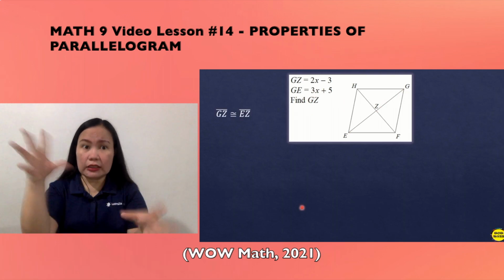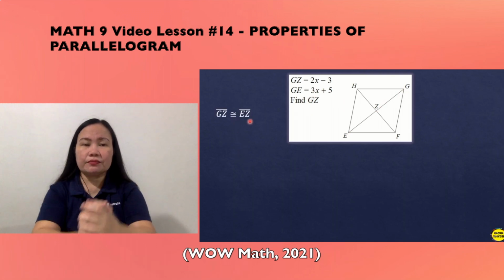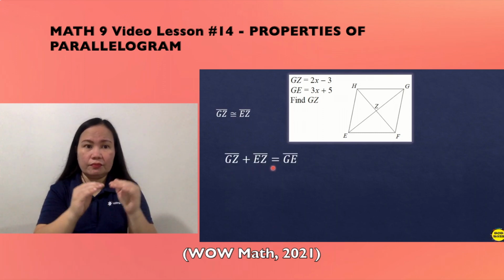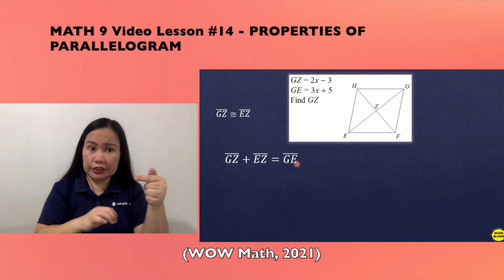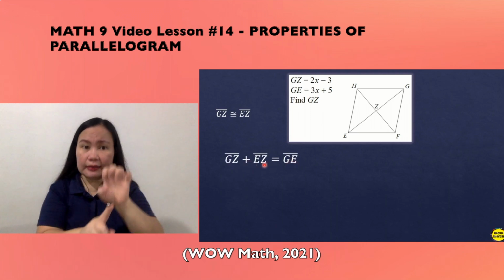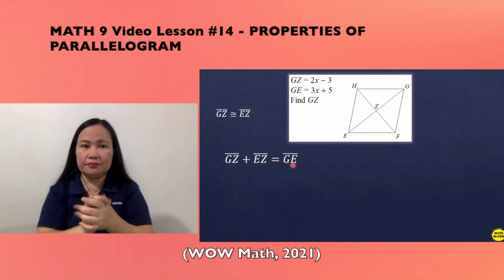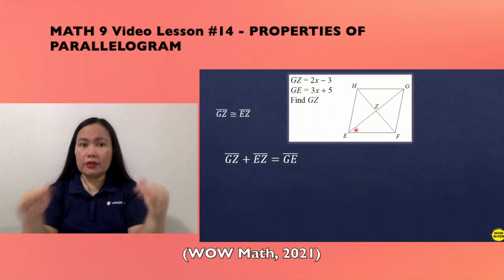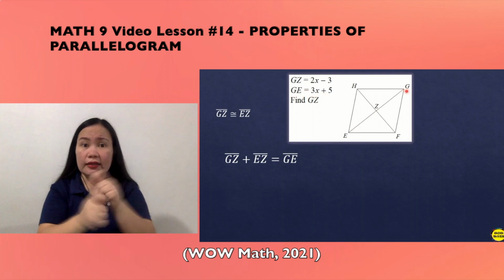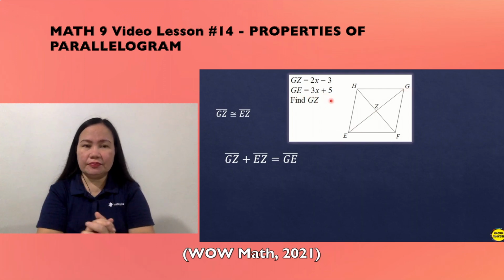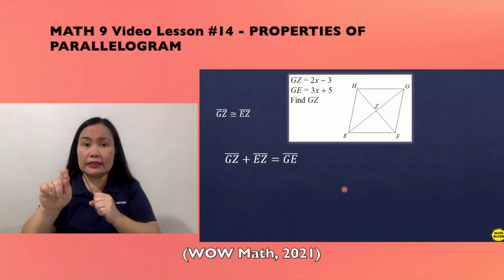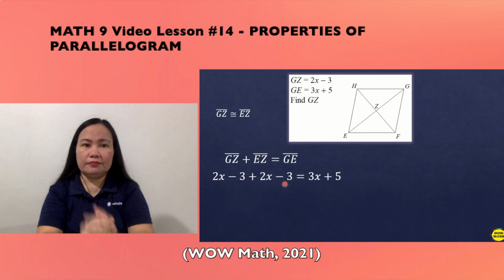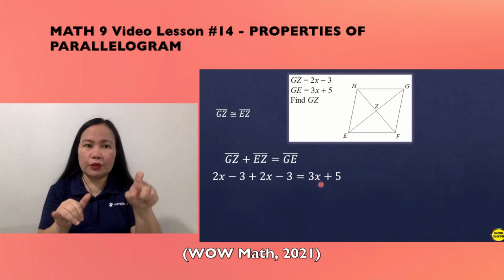Okay? So, again, so GZ is congruent to EZ. So, that is GZ plus EZ is equal to GE. Again, yung GZ natin plus EZ is equal to GE. Kasi class, sabi dito, itong sukat na to sa sukat na to ay equal. So, kapag inadd natin, since may binigay sa given na yung GE natin, that is 3x plus 5. So, kukunin natin yung value nito. So, therefore, 2x minus 3 plus 2x minus 3. Okay, same sila kasi nga they are equal is equal to 3x plus 5.